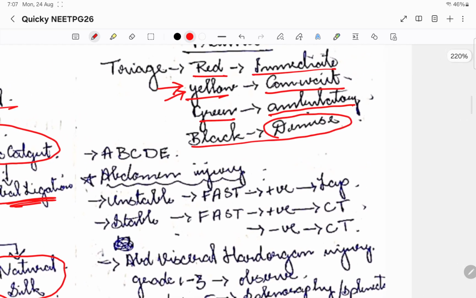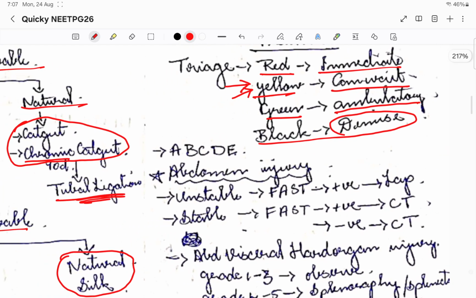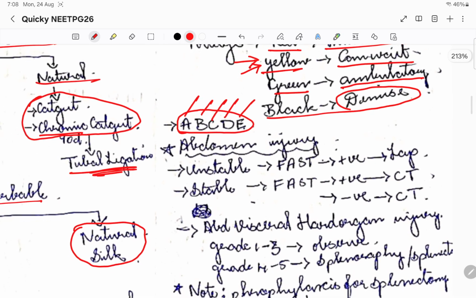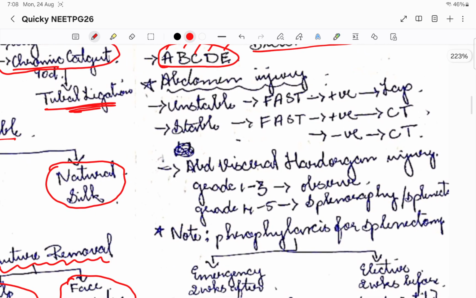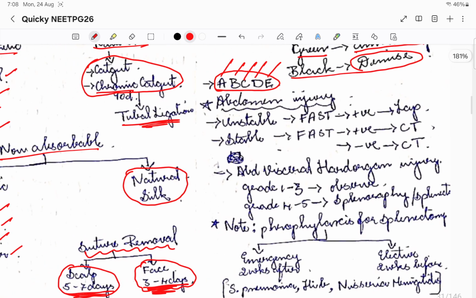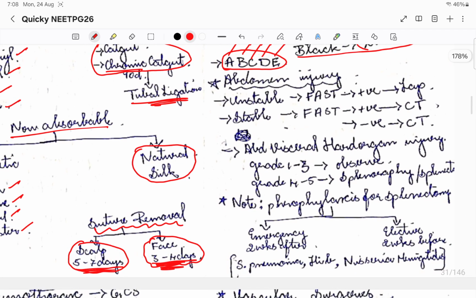Then moving further with trauma, you will always remember the ABCD, right? ABCD is the protocol that we follow, that is airway, breathing, circulation, disability and exposure. These are the things that we check for when a patient arrives. Then coming to abdominal injuries, we will discuss each trauma here.